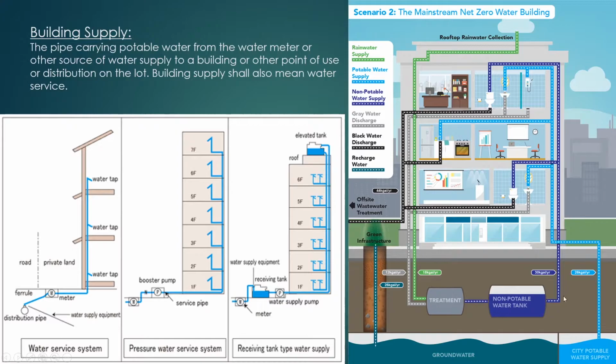And just here's an example of a newer system where they try to reuse and be as efficient as possible with their water usage. So basically, you'll have rainwater collection. You'll have an on-site treatment that they'll use for non-potable water, such as toilets, and try to recycle as much as possible.